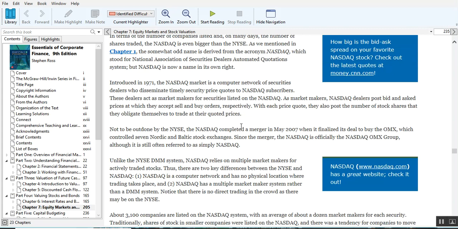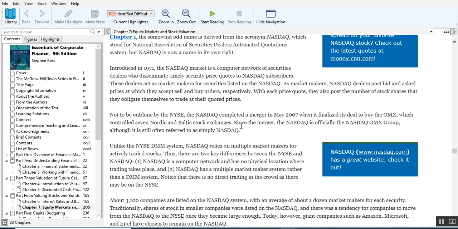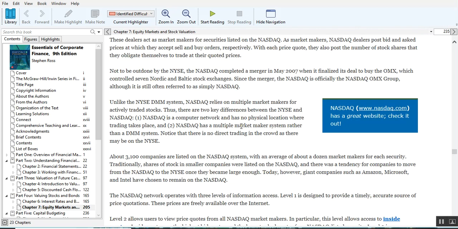Basically, NASDAQ completed a merger of its own with OMX, and now it's NASDAQ OMX Group, although it's simply referred to most often as NASDAQ. And in the past, it's been often suggested that the NASDAQ market had smaller startup companies, and it may have those as well, probably more so than the New York Stock Exchange, but it does still have a large number of very established large companies on the exchange, like Amazon, Microsoft, and Intel. Those companies started on NASDAQ but chose to remain there, not to move to the New York Stock Exchange.